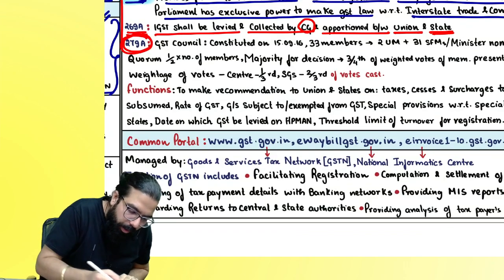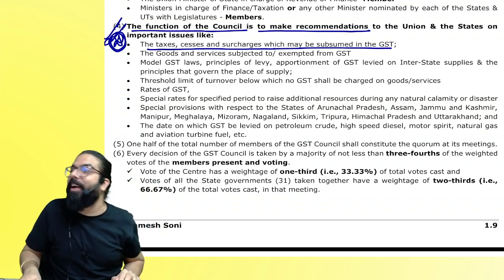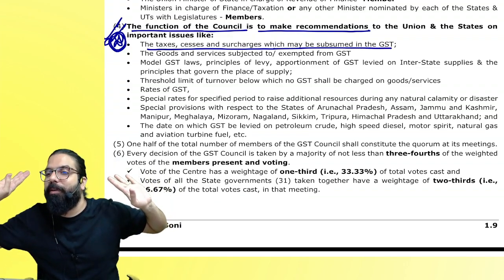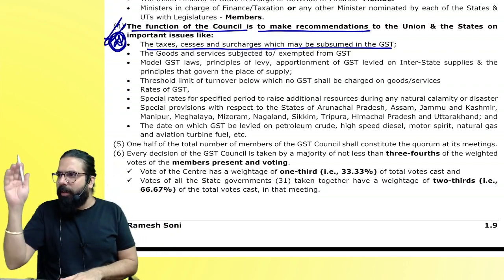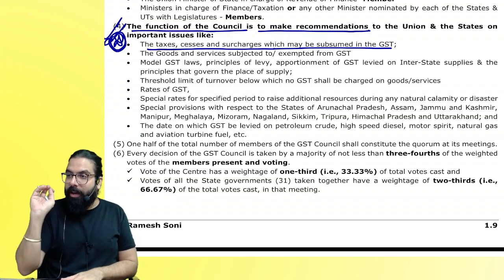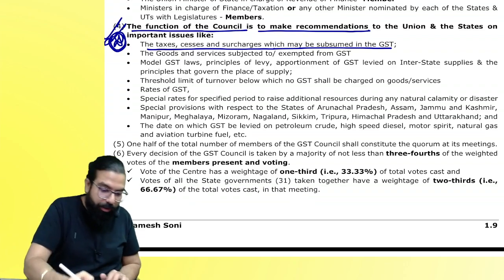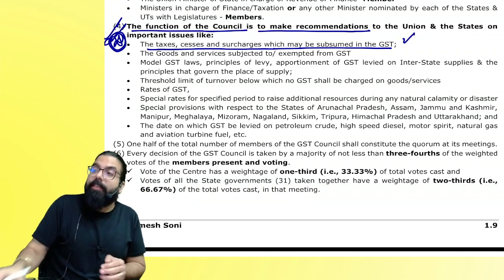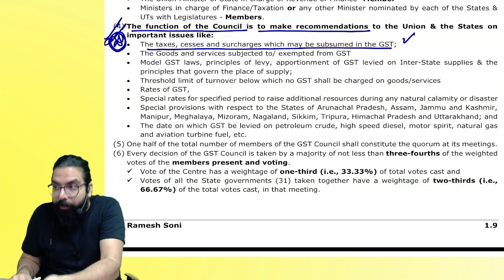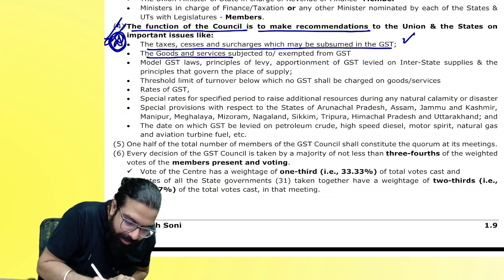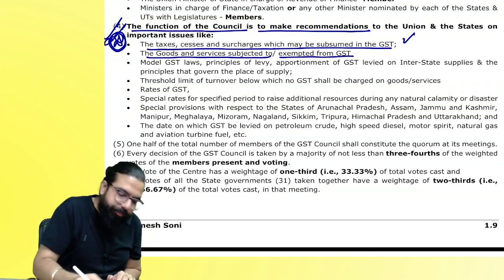Now, the taxes, cess and surcharge which may be subsumed. Which are the taxes that will go because of the coming of GST? Who will tell? GST council. I told you, central taxes and state taxes. Who tells which central taxes will go, which state taxes will go? GST council. On this item GST will come or on this item GST will not come. Who will tell? The goods subject to GST or exempted from GST.